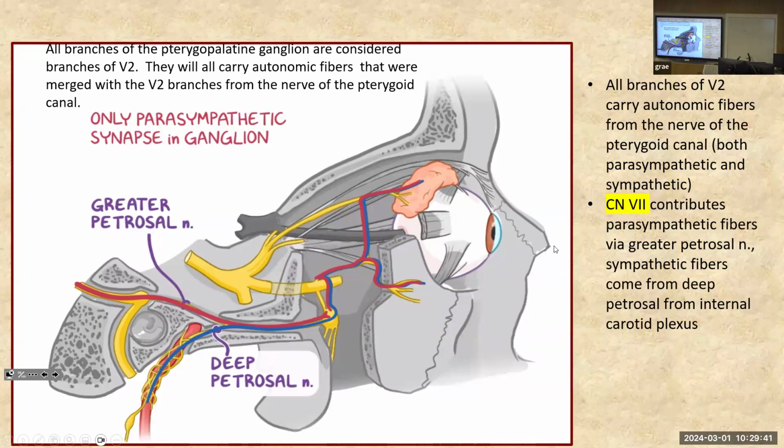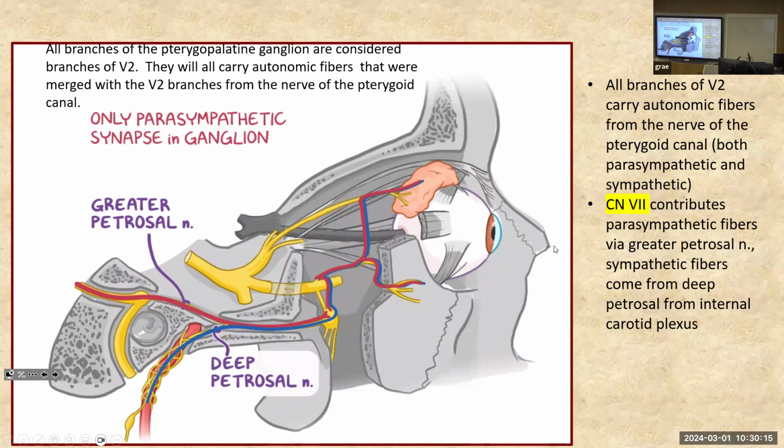That nerve is still presynaptic parasympathetic fibers that are destined to synapse in the pterygopalatine ganglion. So the greater petrosal nerve courses anteriorly through the middle cranial fossa, and just after it courses over the foramen lacerum, not through it, it receives a branch called the deep petrosal nerve that comes off the sympathetic plexus around the internal carotid artery. Those two nerves together we call the nerve of the pterygoid canal.